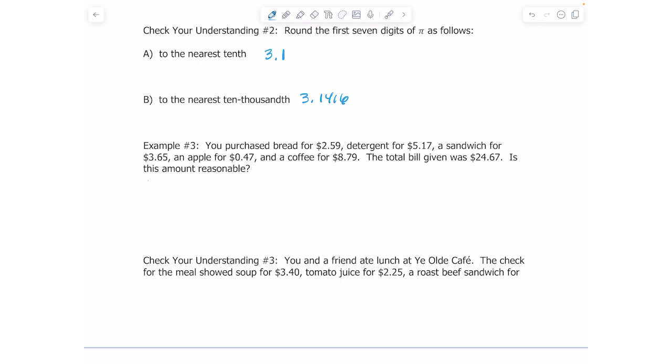If you're out with friends or yourself and you're buying something and you receive the check, it's always good to look at it and approximate whether that total is roughly what you should be paying, because mistakes can be made.